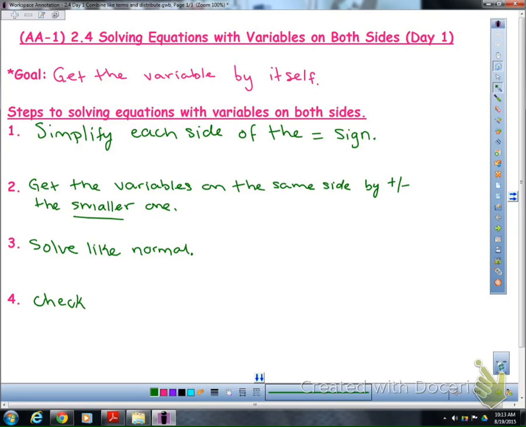Once that's done, you're trying to get the variables on the same side. Typically, we move the smaller variable in order to avoid negatives. It technically does not matter, but if you do move the smaller one, then you are less likely to have any negative numbers. Then we're going to be left with a 2-step equation that we can solve like normal. Step 4 is to check your answer. You do not have to check your answer, but I strongly encourage you to check your answer.